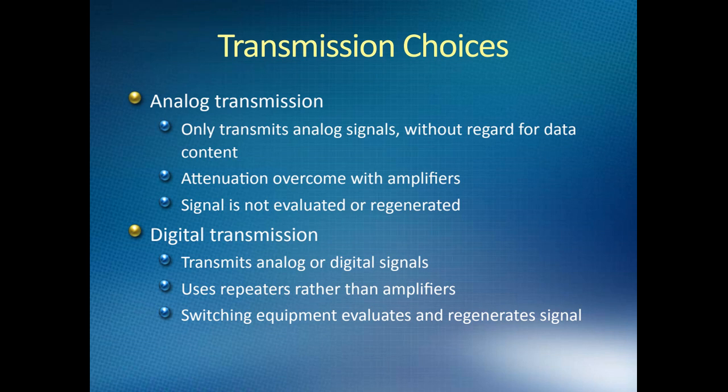Digital transmission transmits analog or digital signals. Remember we said analog only transmits analog. It uses repeaters. Instead of an amplifier, it will use a repeater. A repeater is a smart device. It will remove the noise from the signal, then regenerate the signal and send it again as a fresh signal. So it's better. Switching equipment evaluates and regenerates the signal.